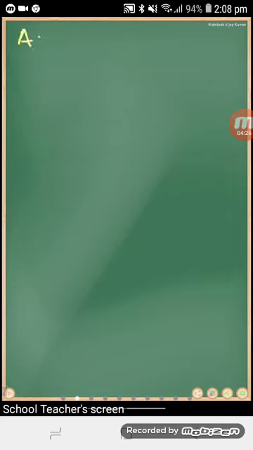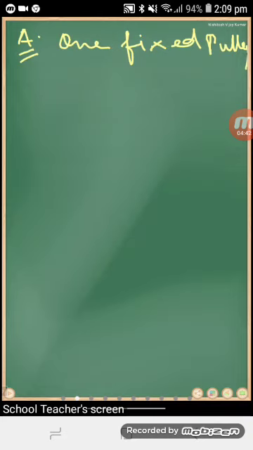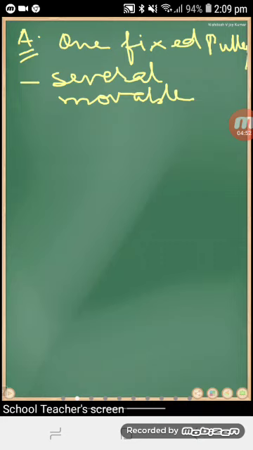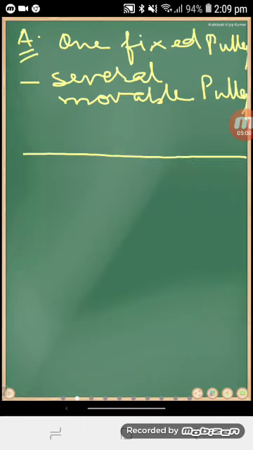In case of the Archimedean system, we have one fixed pulley and we have several movable pulleys, which have been attached to the same rigid support. I'll try to draw this a little bit so that you get an idea about this.